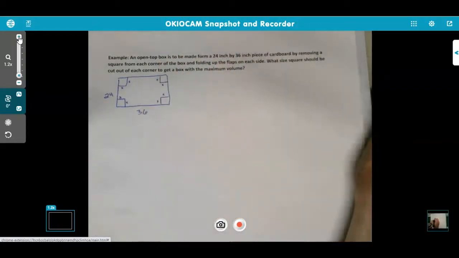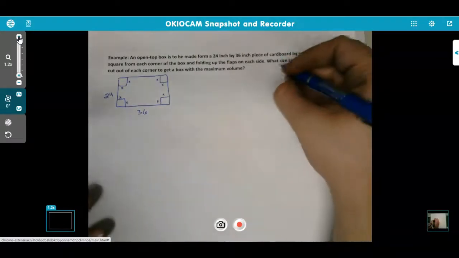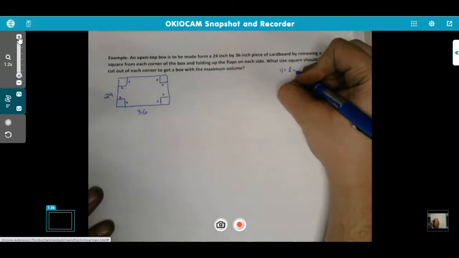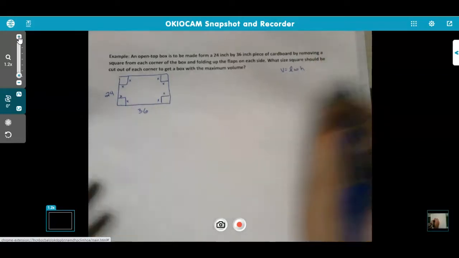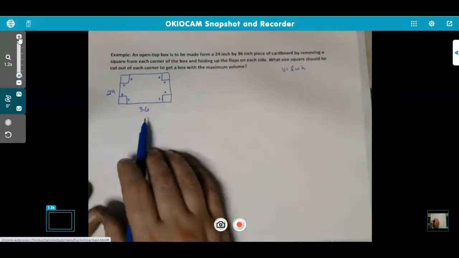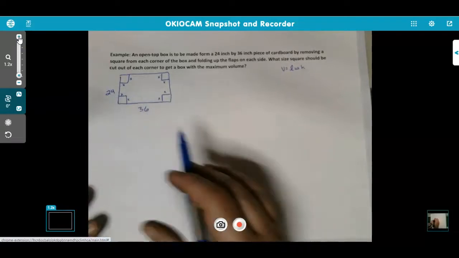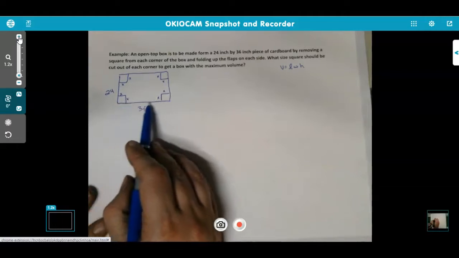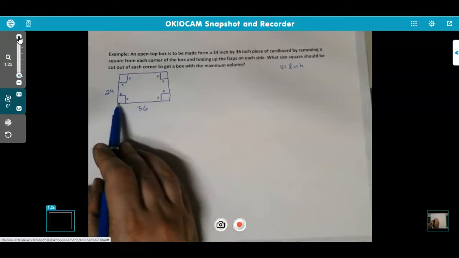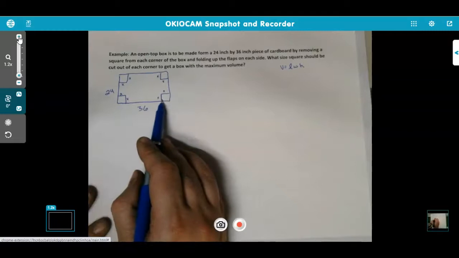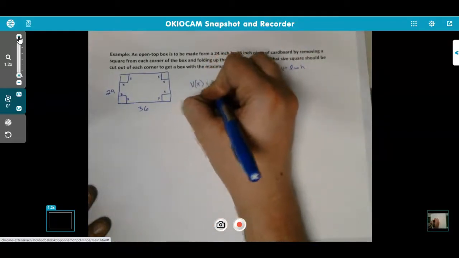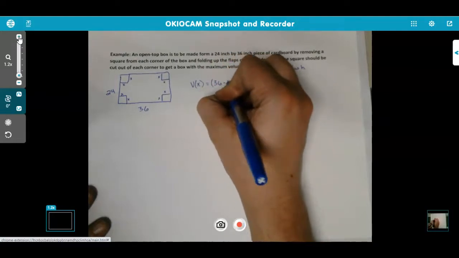Okay, so now they want to know what the maximum volume is, right? So remember, the volume of a rectangular prism is just the length times the width times the height. So what I need here is to know what the length, width, and height are. Well, the length of the total side over here is 36, right? But I'm cutting off x right here and x right here. So the length is actually 36 minus 2x.